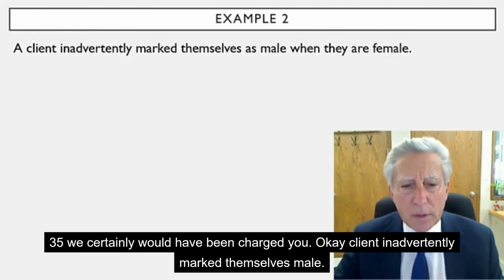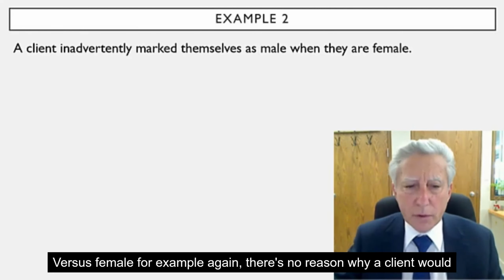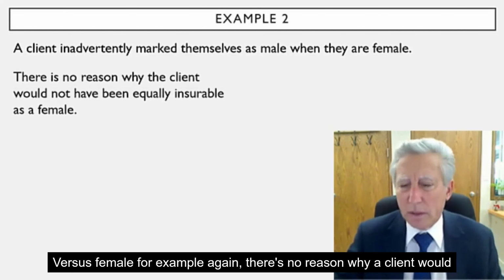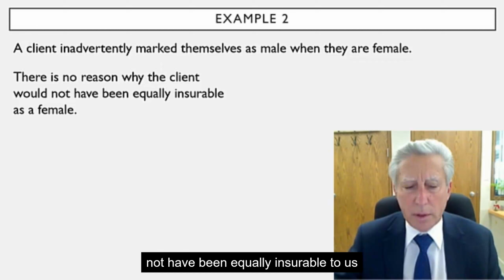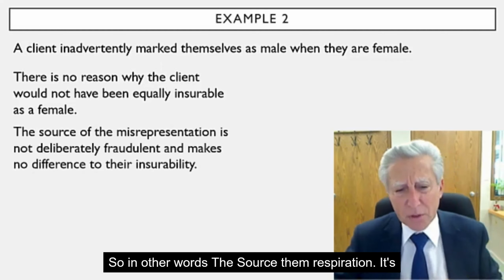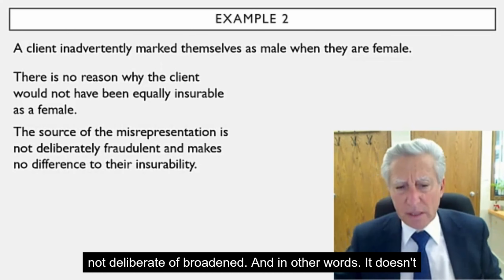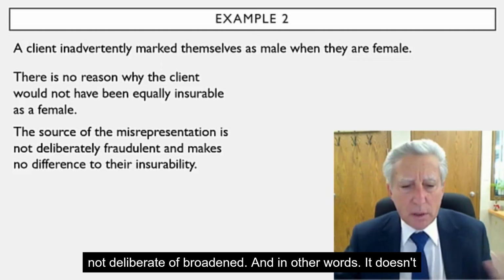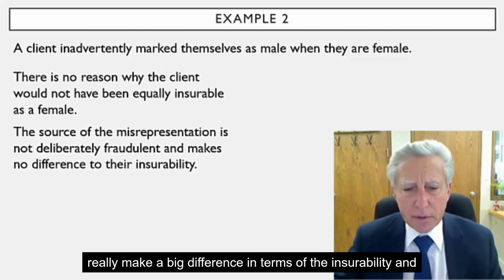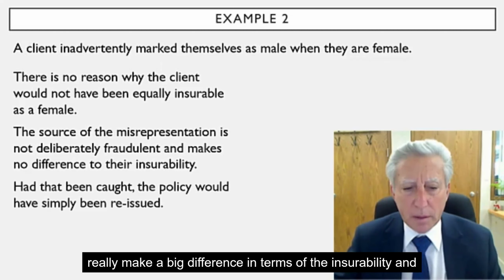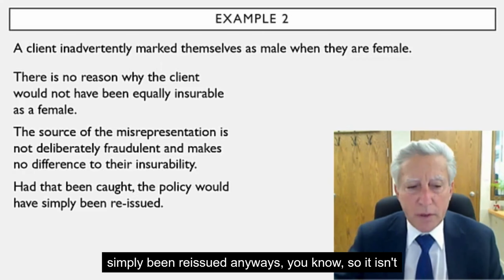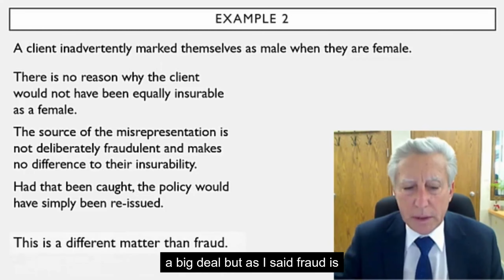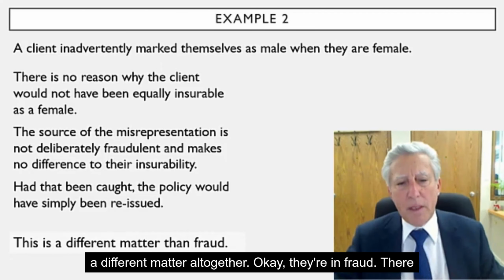Or a client inadvertently marked themselves male versus female, for example. Again, there's no reason why a client would not have been equally insurable as a female. So in other words, the source of the misrepresentation is not deliberate or fraud. It doesn't really make a big difference in terms of the insurability and all that. So had that been caught, the policy would have simply been reissued anyways, so it isn't a big deal. But as I said, fraud is a different matter altogether, okay?